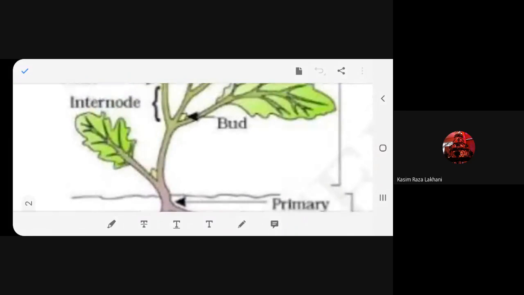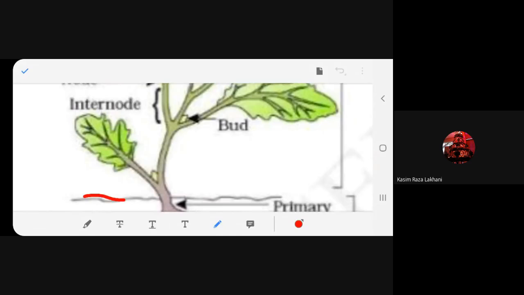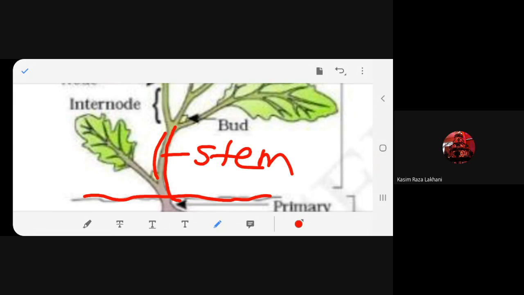Above the soil, above the earth, what do we get? Stem. What is this known as? Stem. Agree?